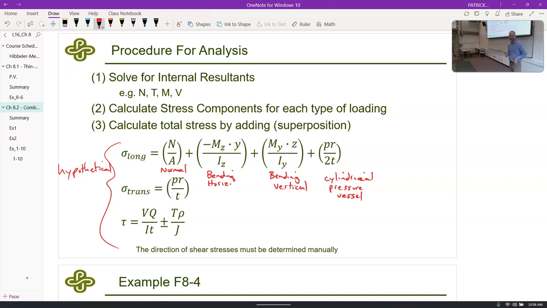But generally speaking, the two that occur most commonly together would be these two. More than likely, when you're combining longitudinal normal forces, it's usually a normal force component and a bending about the dominant axis. That transverse normal force only occurs in pressure vessels. And then the two types of shear force, you've got your direct shear or beam shear, and you've got your torsional shear. In theory, those could occur simultaneously, but more often than not, you just have one or the other.